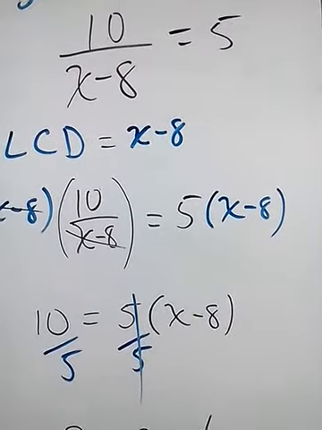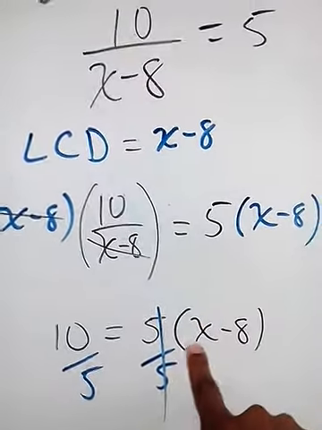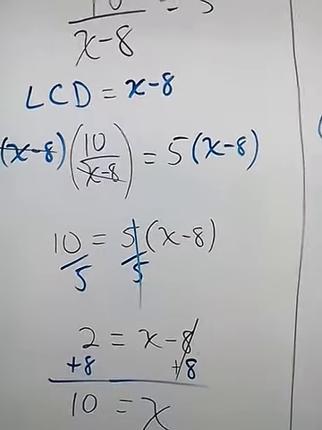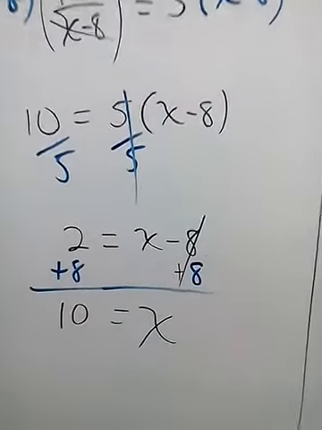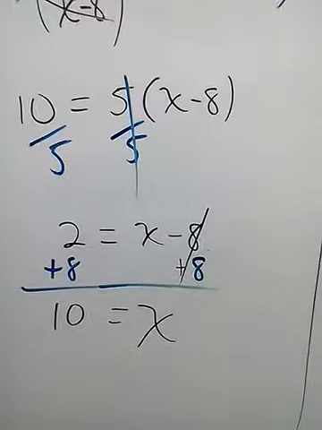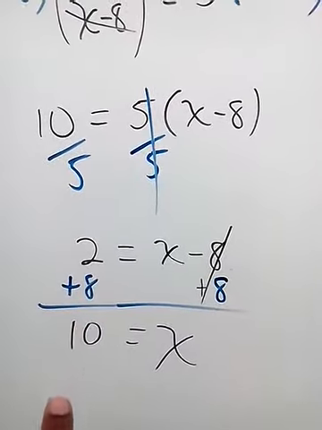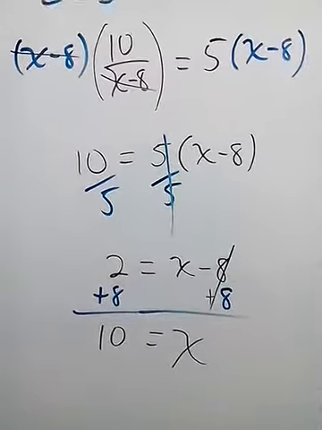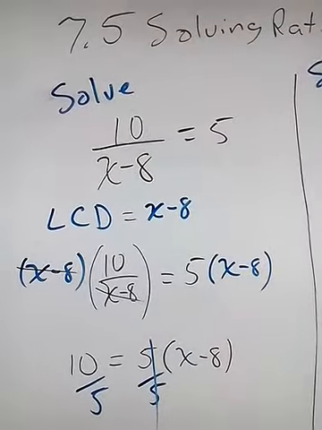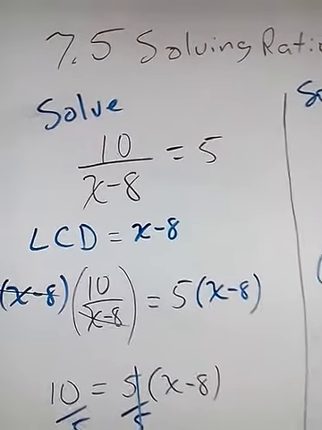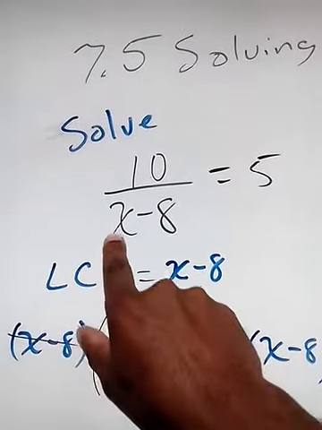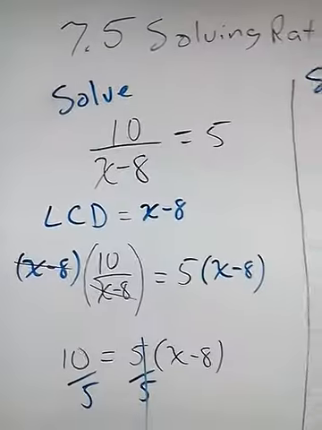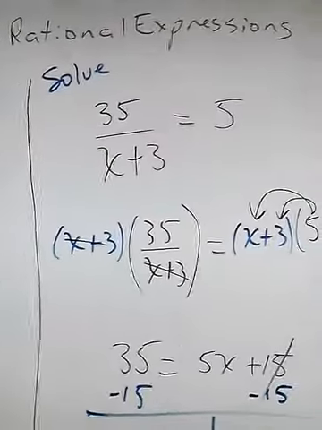We can solve this for x by dividing off our 5 here, and then we will get 2 is equal to x minus 8. We add our 8 on both sides to get 10 is equal to x. We can also check our answer by taking 10 and substituting it back into our original equation to make sure that we get 5. So if we substitute 10 in here, we get 10 minus 8, which will give us 10 over 2, which reduces to 5.